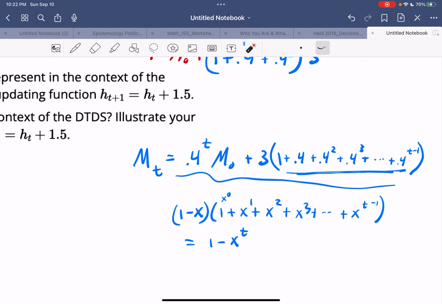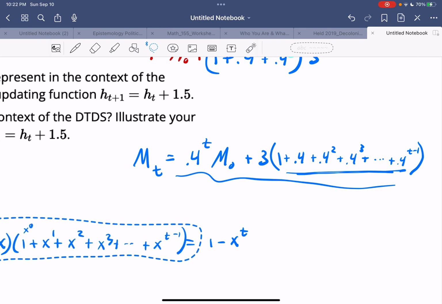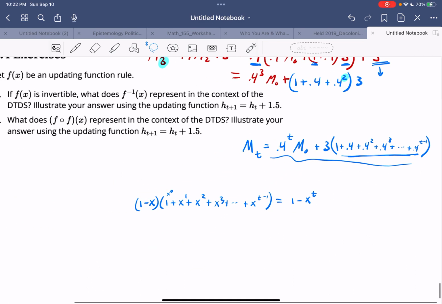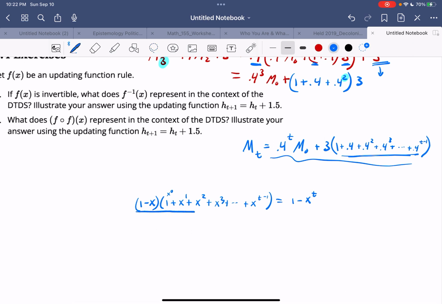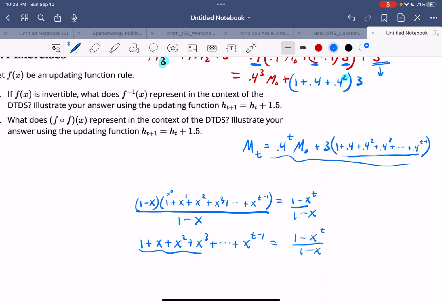The fact that this multiplication is equal to that, it's kind of amazing. But then you can divide both sides by 1 minus x. And what we find out is that 1 plus x plus x squared plus x cubed plus dot dot dot plus x to the t minus 1 is equal to 1 minus x to the t over 1 minus x. So this thing, which is really long and really gross, is equal to this thing, which is not so long.